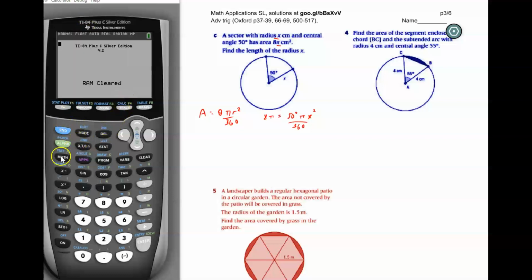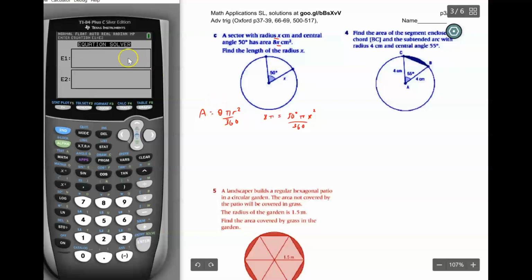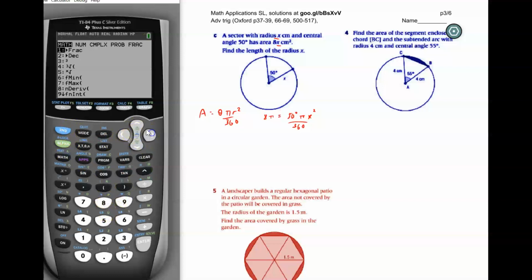So I'm going to press math and go to the bottom of this column, and there's solver. And then for the left side, I'm going to put in E1, and the right side I'm going to put E2. So the left side is 8 pi, and the right side is 50. Let's do the vertical fraction first. So math, number, go to the bottom.